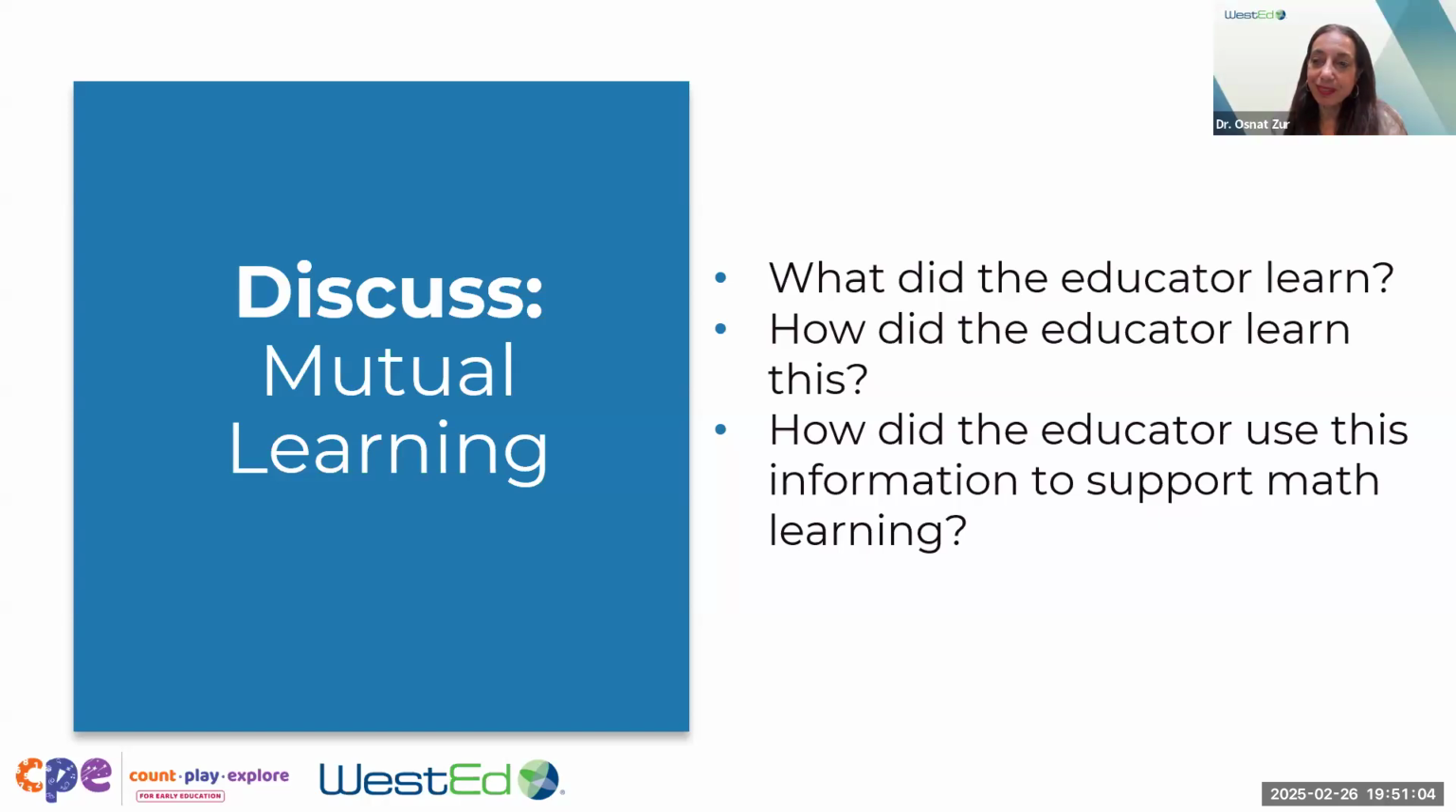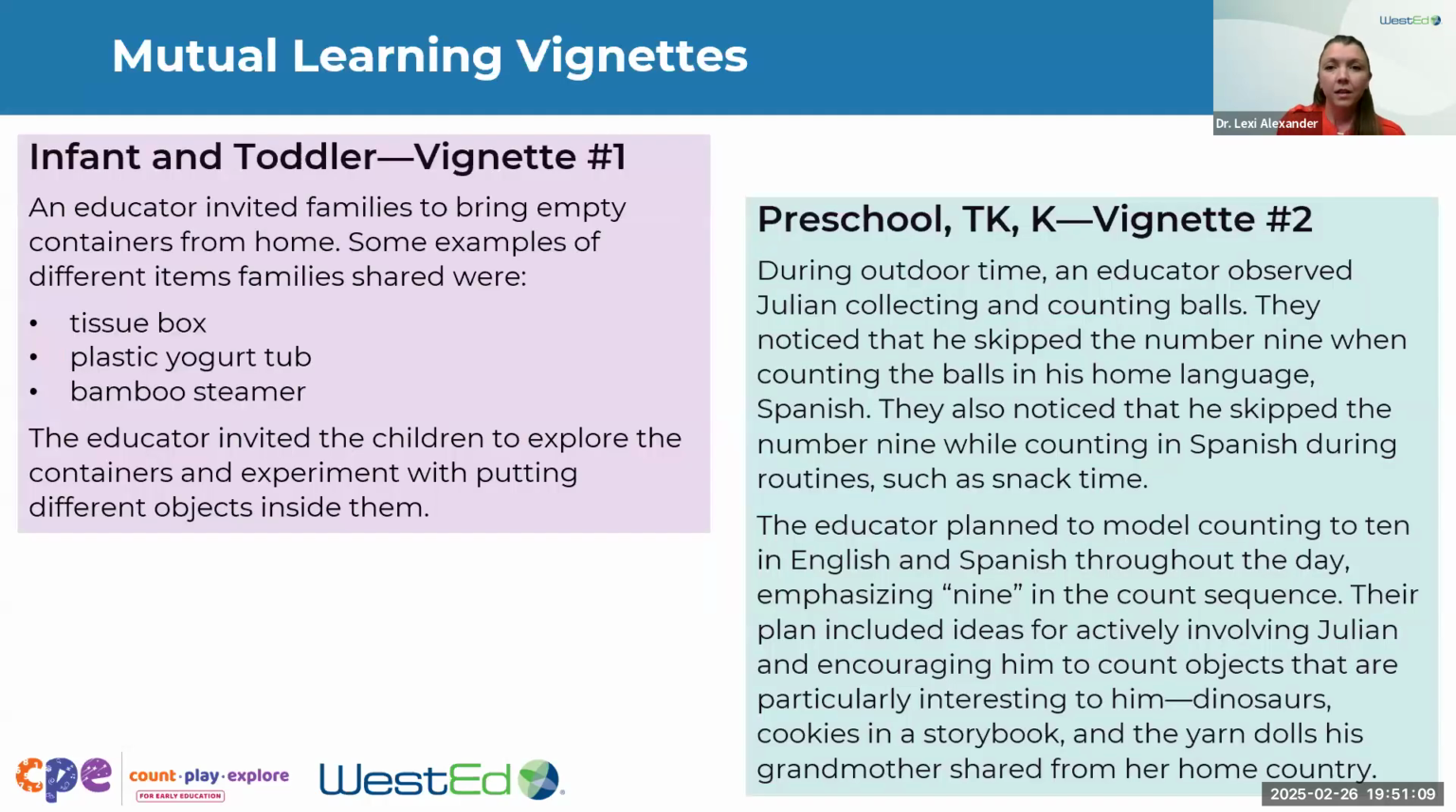Okay. Let's look at a few more examples. So this time we have 2 vignettes. Now I know we have a broad stretch of age ranges that are participating and learning with us today. We have an infant toddler vignette on the left and a preschool TK kinder vignette on the right. So we encourage you to choose the vignette that is most appropriate for you, that connects best with you and your learning setting. Read the vignette and then add to your chart.